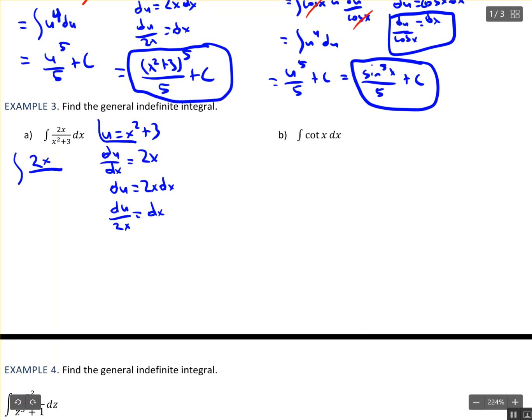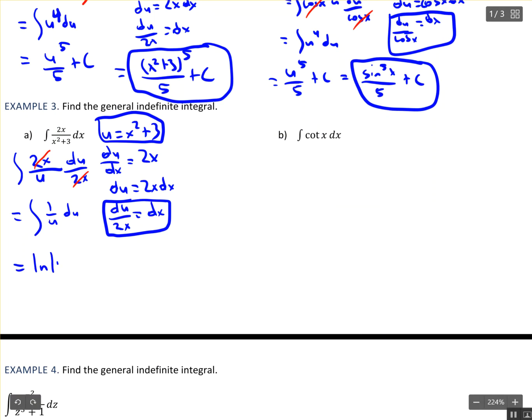X squared plus 3 is my u, so I'm using this guy. Now let's use this guy. dx is equal to du over 2x. Oh, well, 2x and 2x cancel. So I've got 1 over u du. What's the antiderivative of 1 over u? Remember, that's the unique one. That's ln of u plus c. So I get ln of x squared plus 3 plus c. And I dropped the absolute value bars because x squared plus 3 is always positive, but you could have absolute value bars, so that'd be fine.